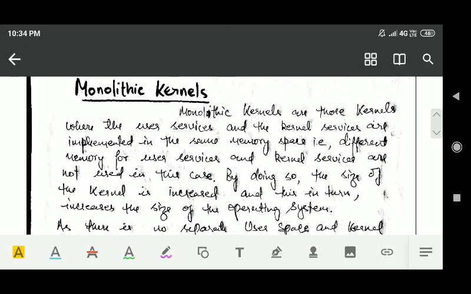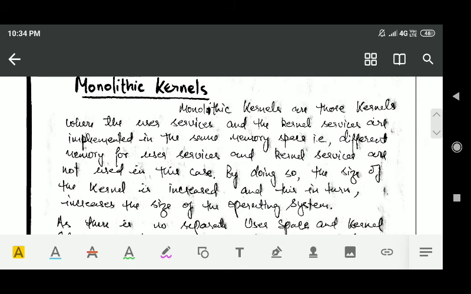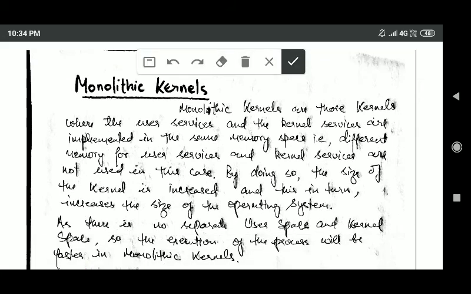By doing so, the size of the kernel is increased, and this in turn increases the size of the operating system. But there is no separate user space and kernel space, so the execution of the process will be faster in monolithic kernels.